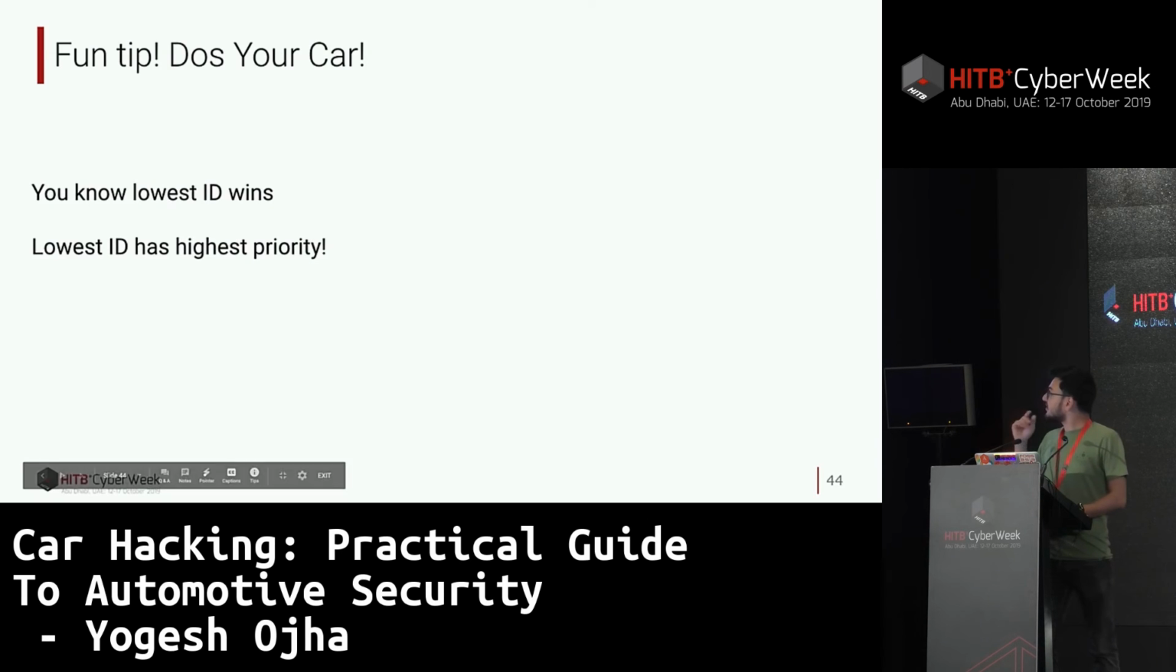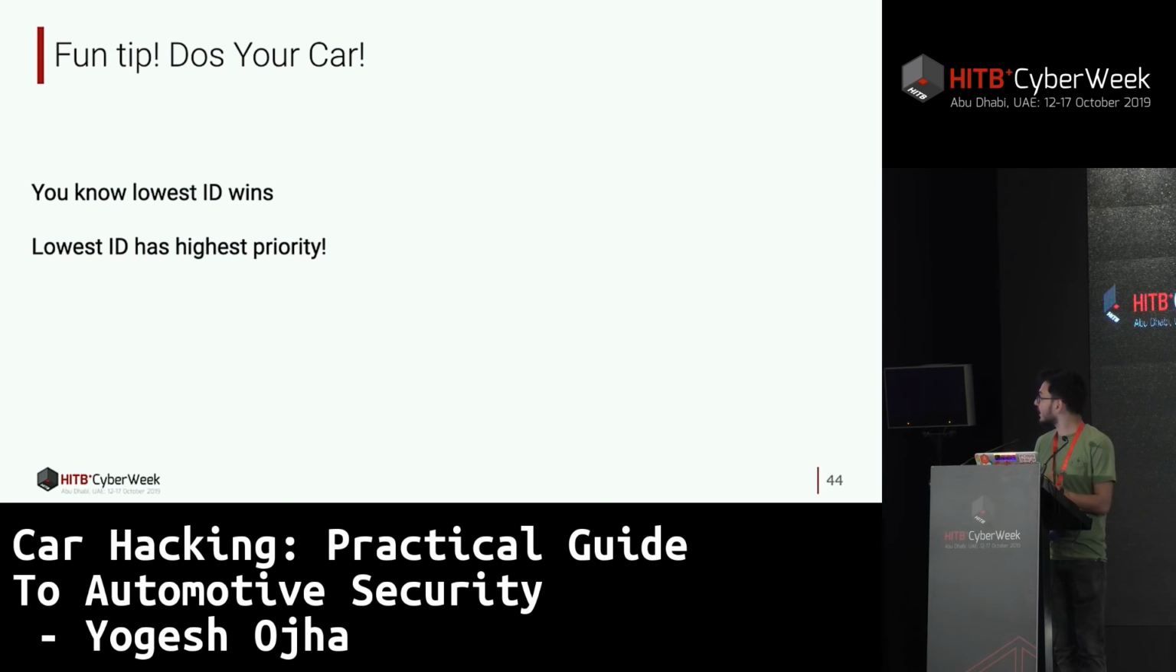Now there's a fun tip if you really wanted to DoS your car. Since you already know the lowest ID always wins, the way arbitration priority works in CAN is that the lowest ID has the highest priority, as I already explained earlier. When multiple nodes are sending, the lowest ID gets priority, and the higher IDs are replaced by the lowest ID.